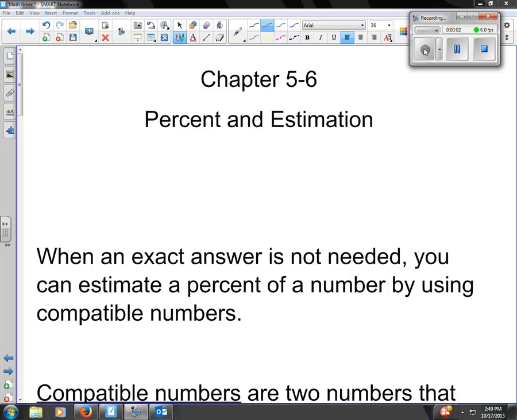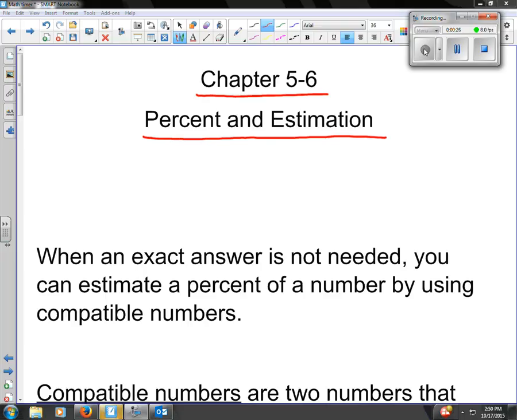Okay, so here we are with chapter 5, section 6. Again, write your heading. Then you write chapter 5, section 6, and underneath that, you write percent and estimation. Okay, so here we're going to take that mental math that we did. You're going to need that list of percent and fraction equivalents here to do an estimation.